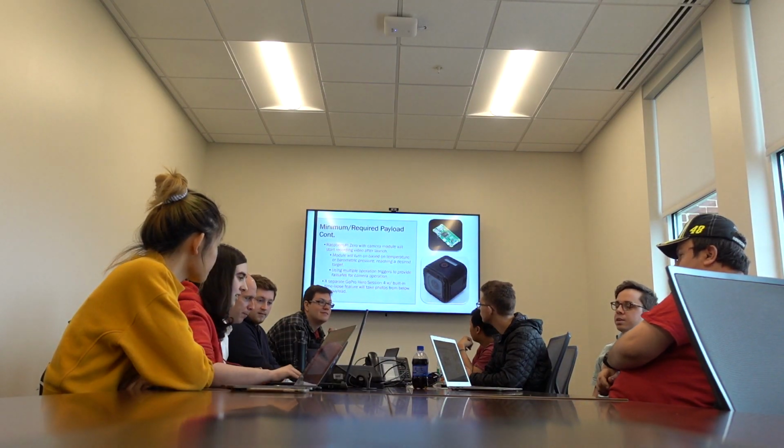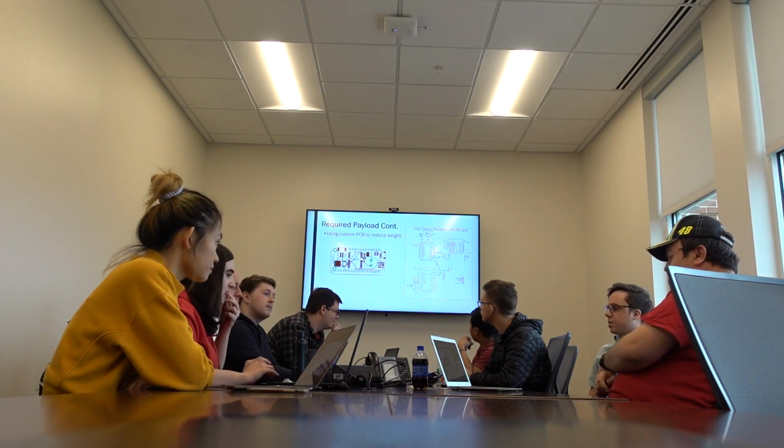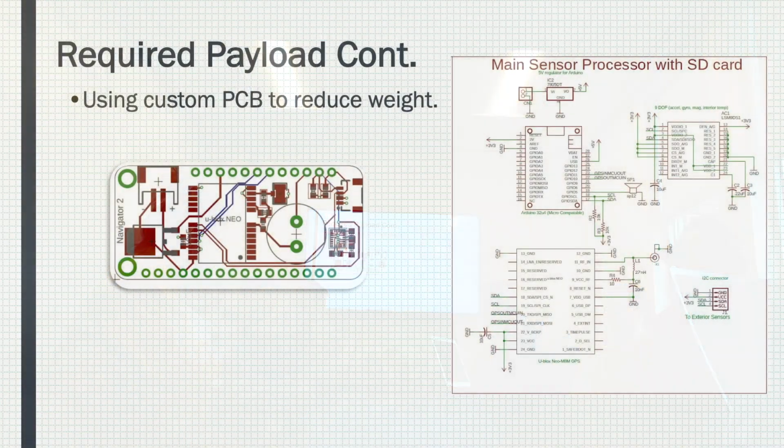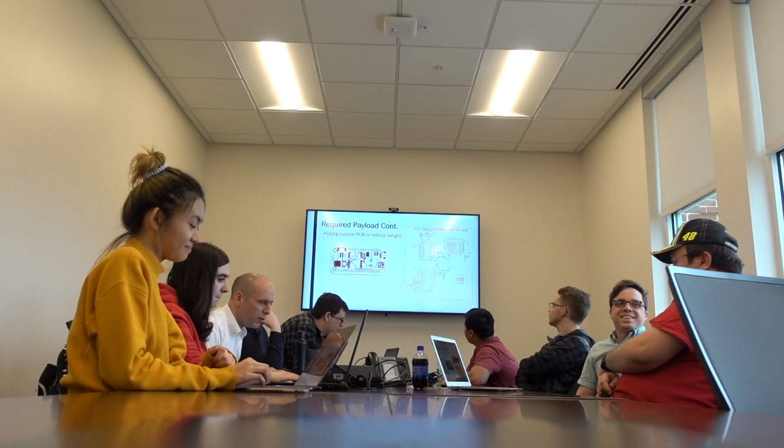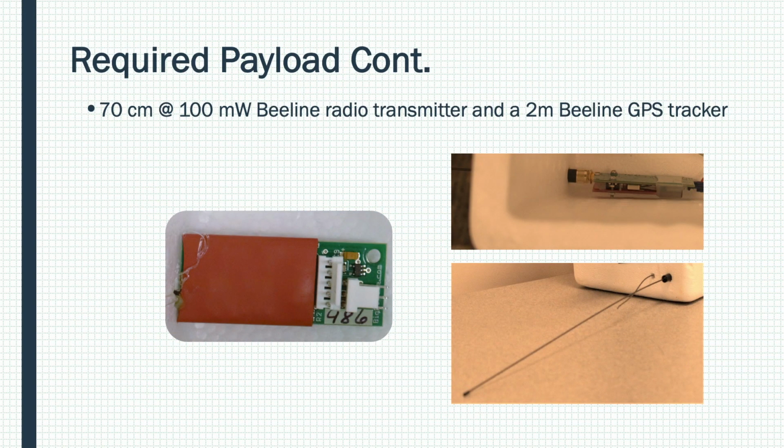Next slide. I'm Kyle, and this year we are redesigning our own payload release board to reduce weight. What process are you using, stuff like that? M0. Also, for the required payload, we are using a 70 centimeter Beeline radio transmitter and a 2 meter Beeline GPS tracker.